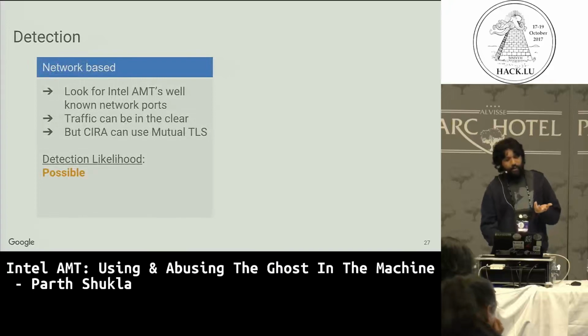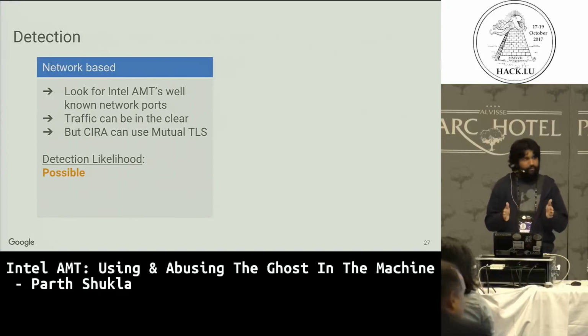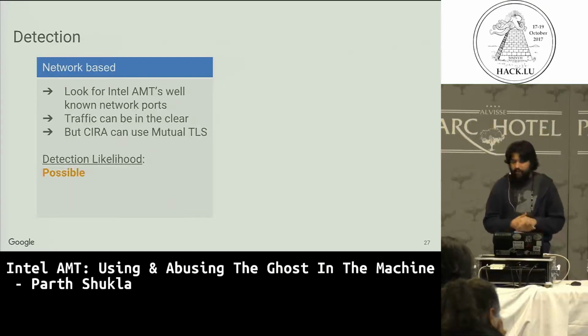Network-based, so look for well-known network ports. They're well documented: TCP 9971 for provisioning requests, or if CIRA is being used, then the source ports will always be between 16992 and 16995. These are the ports that are allocated to the ME. CIRA connections can be mutual TLS though.